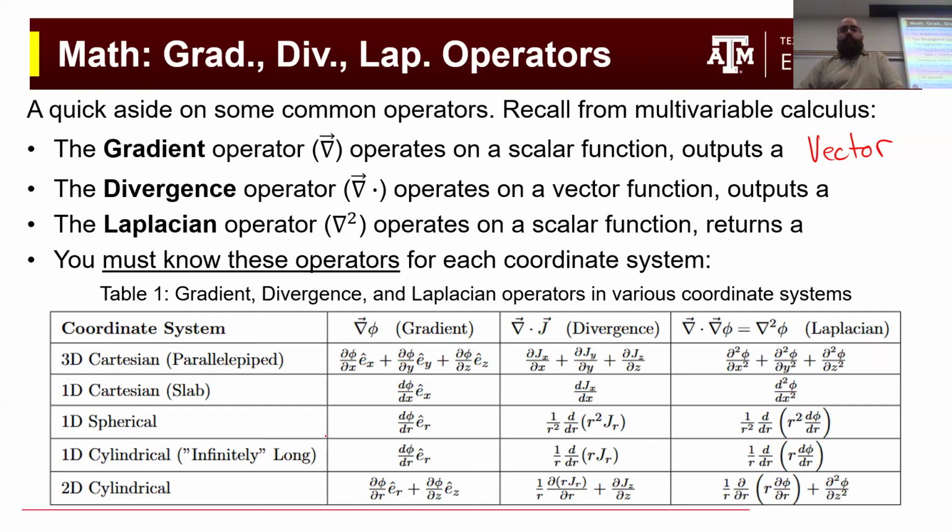And you have different forms of these operators in different coordinate systems. That's what this is showing, the form of these operators in different coordinate systems. So that's the gradient operator.